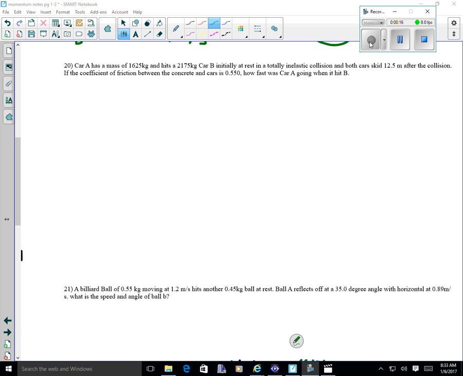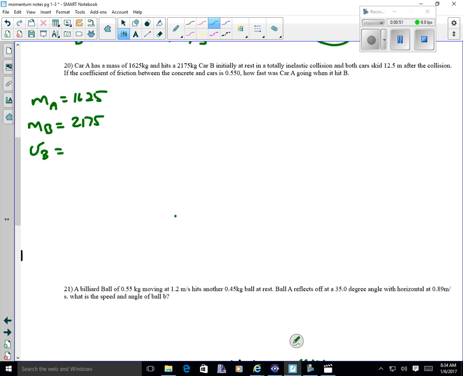It's about the 2 cars that hit each other and then skid off. You have to remember some information about skidding cars from when we did the skidding car lab. Car A has a mass of 1625, so I'm going to write that down here. Mass of A is 1625. It hits another car. Car B has a mass of 2175, initially at rest, so the velocity of B beforehand is 0.